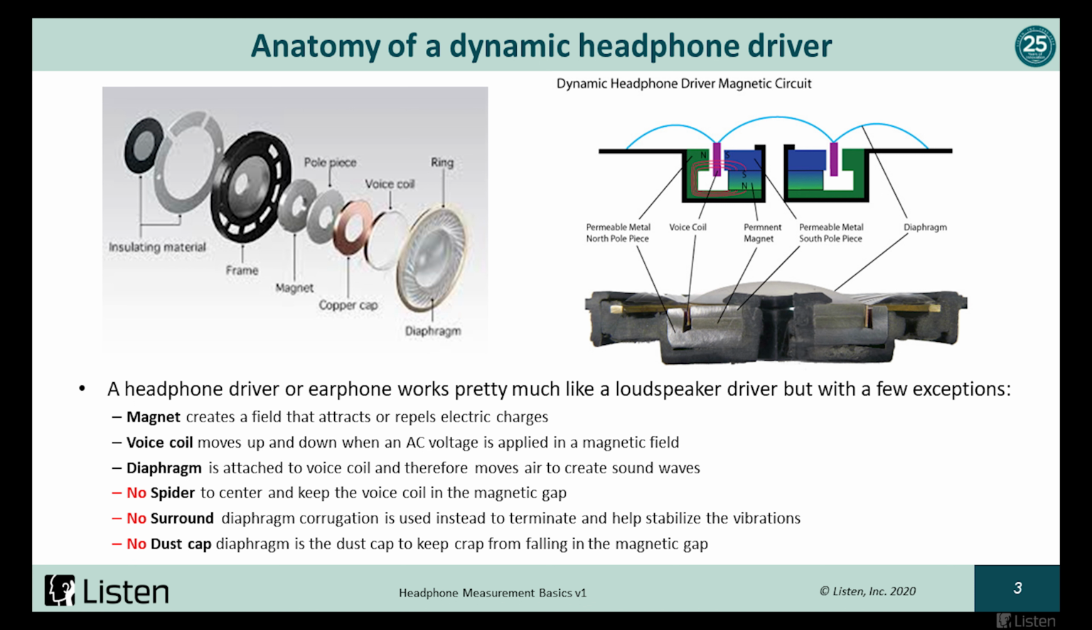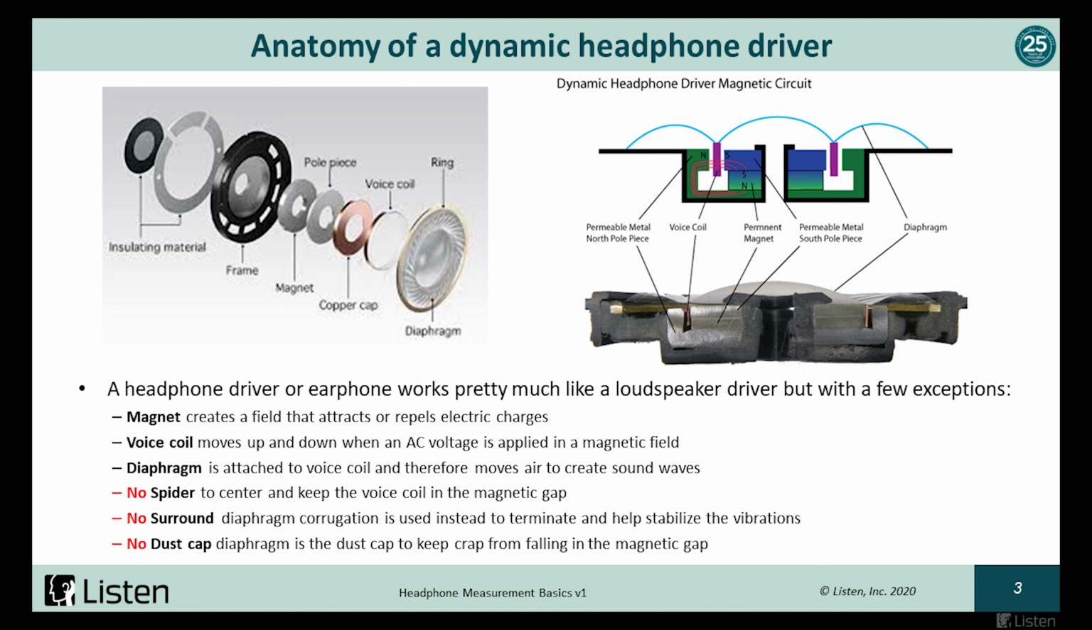They typically have no spider. There is just no space. And as a result, the way the voice coil is centered is a little trickier. There is no surround. Instead, there is usually a corrugation of the diaphragm to act as a surround and to help stabilize vibrations. Again, this is to keep it simple and keep it compact.